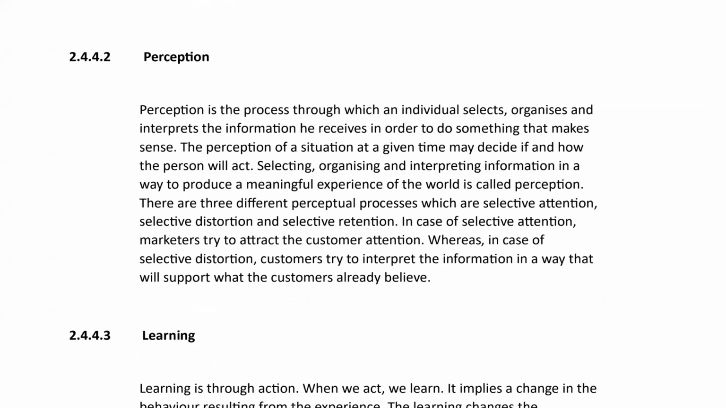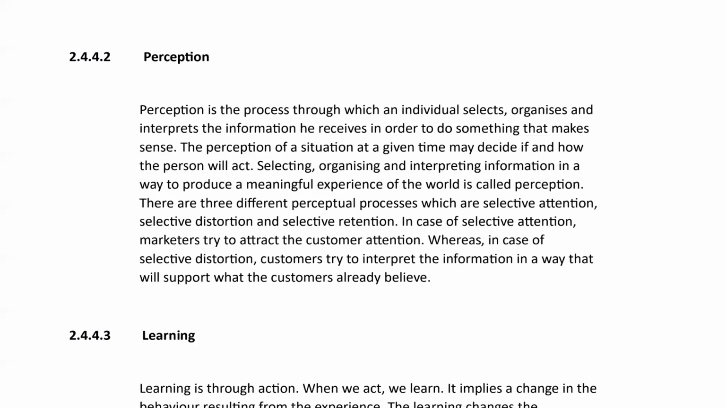So choosing, organizing, and interpreting information in a way to produce a meaningful experience of the world is actually called perception. So there are the different perceptual processes, which are selective attention, selective distortion, and selective retention, right? These are the different perceptual processes. In the case of selective attention, marketers will try to attract the customer's attention. That's called selective attention, right? You want to attract the attention of the customers.